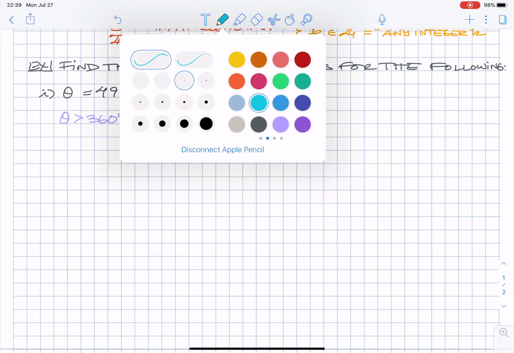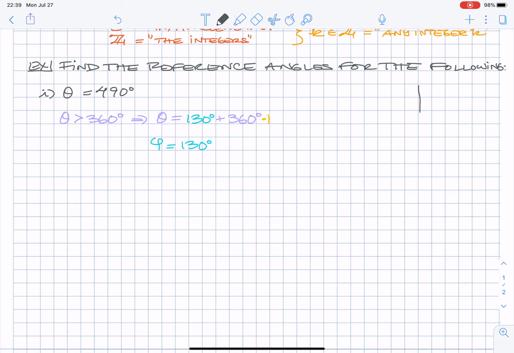So let's go ahead and draw 130 degrees, which is after 90 and before 180, so I know it's in quadrant 2. And in fact, why do I need my axis to be so large? Doesn't need to be, I can put it up here. Okay.